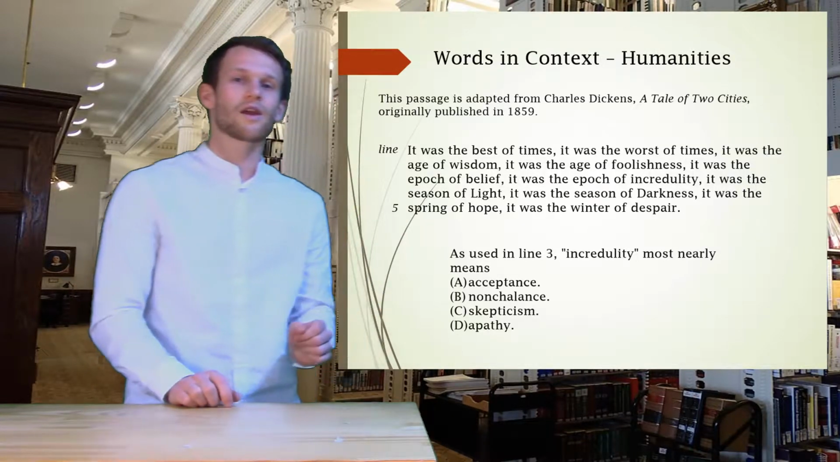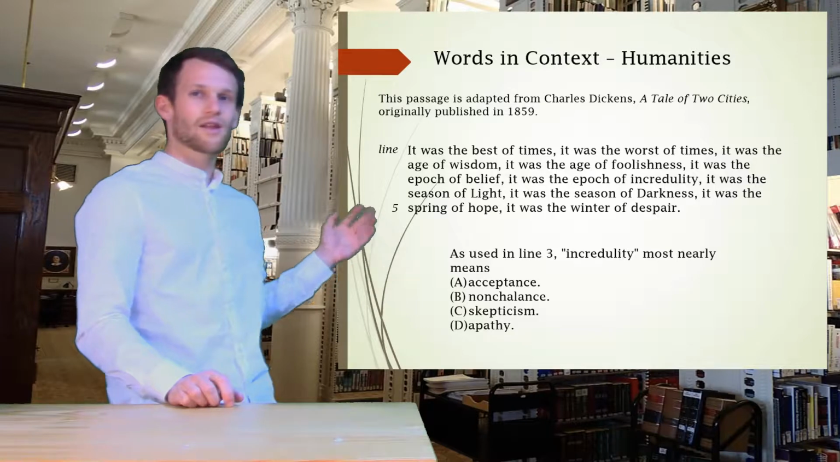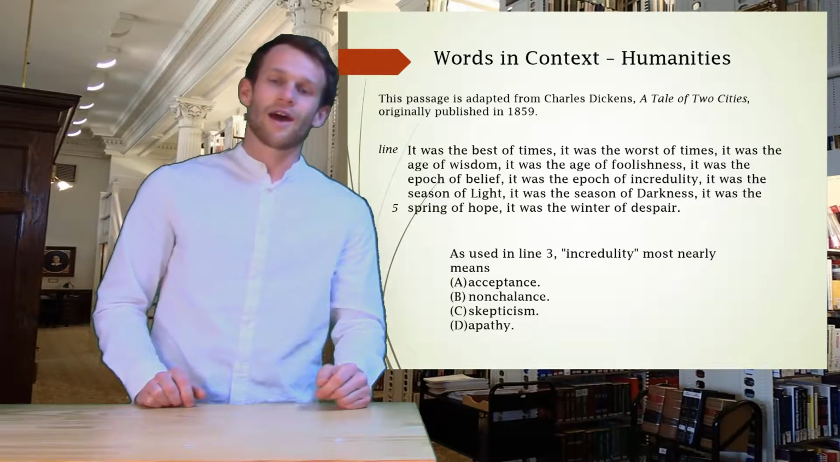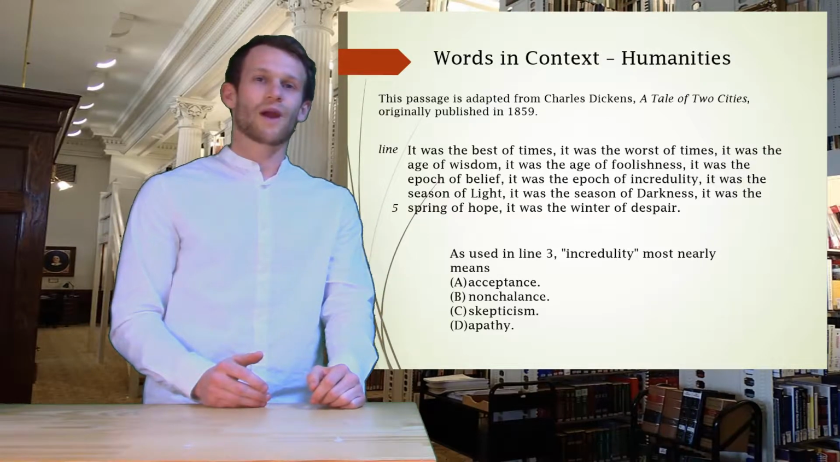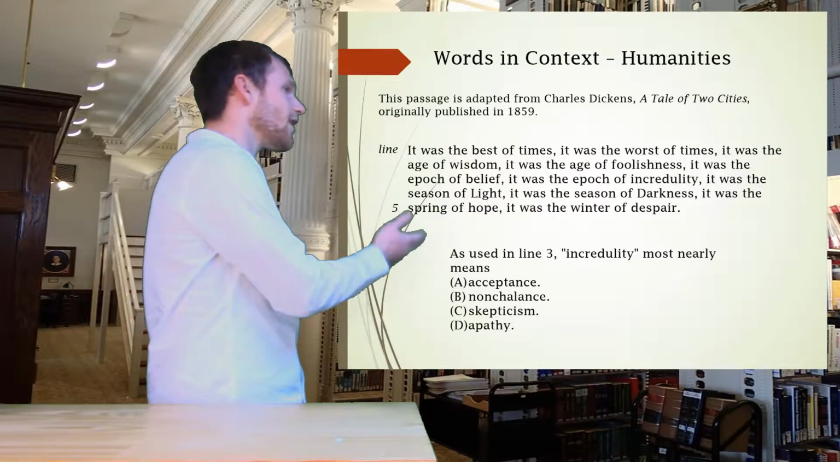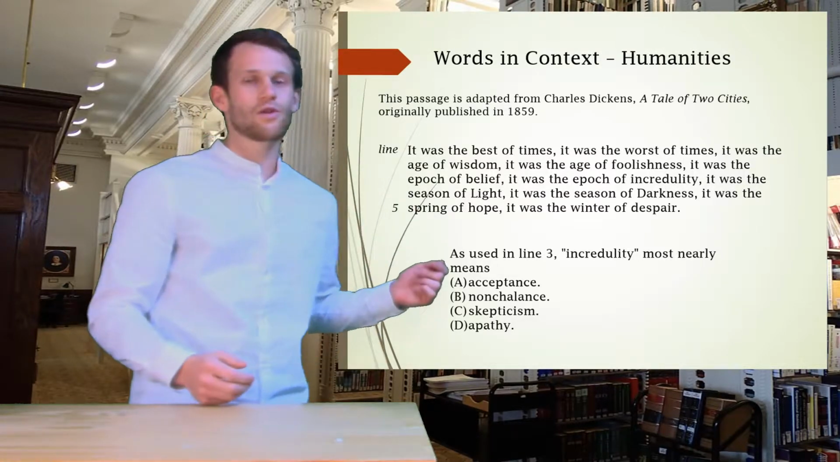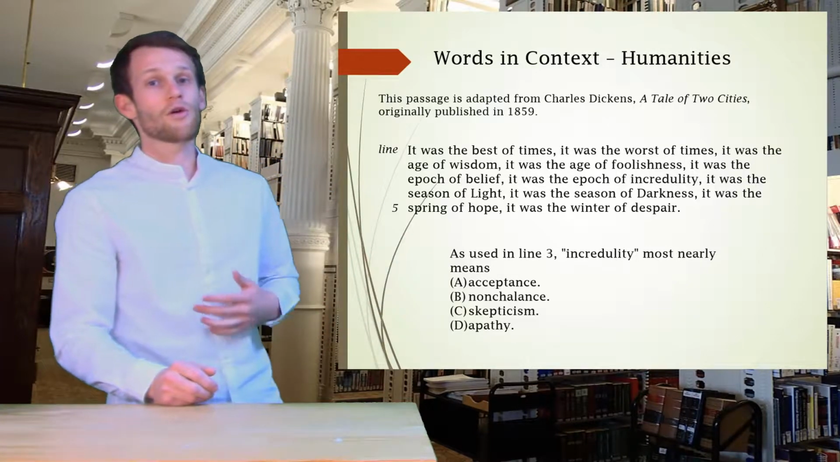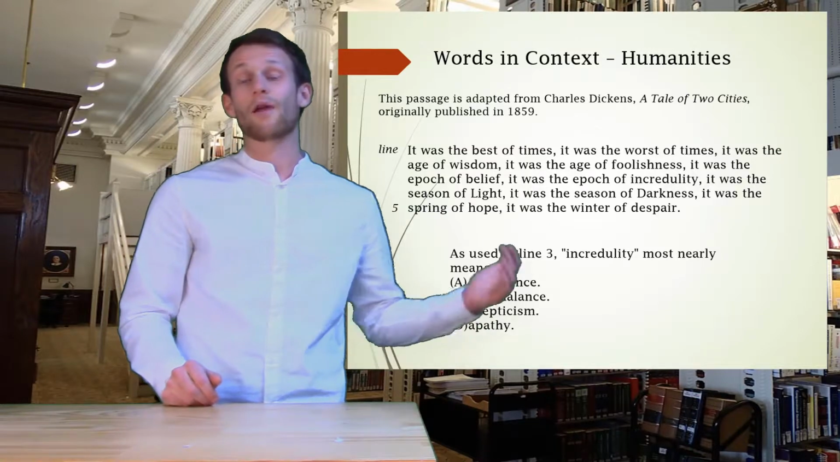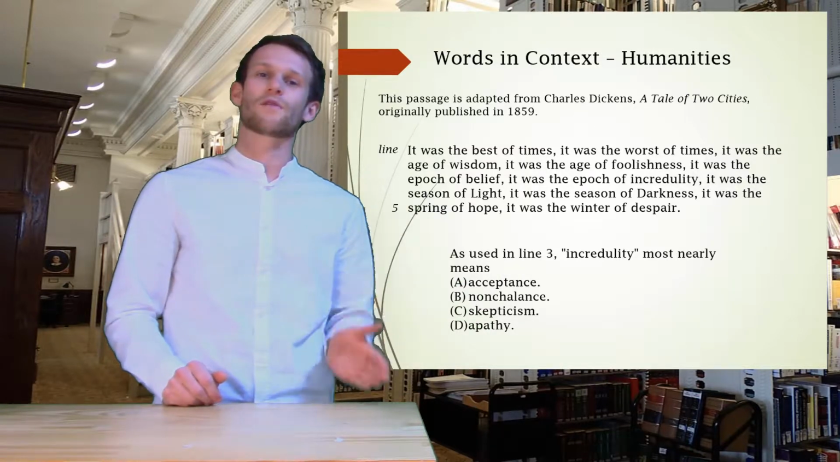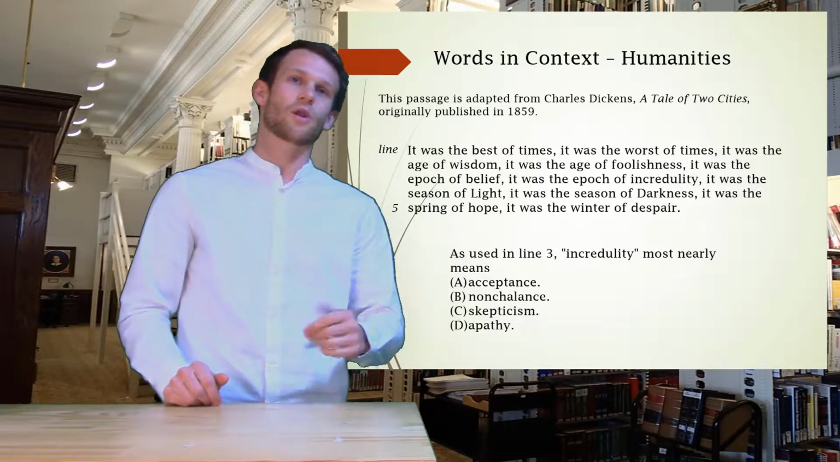Now our word here is in line 3, and it's incredulity. Incredulity might be an unfamiliar word. It's not used very often in English writing, but we can use the context of the passage in order to determine what incredulity might mean. So what we want to do here is figure out the relationship between the ideas here, and we can figure that out right away from this first clause.